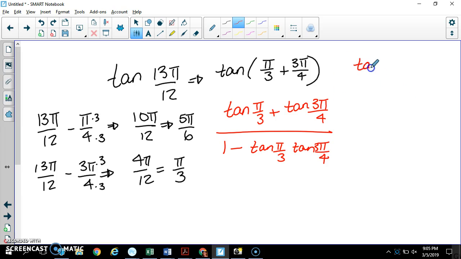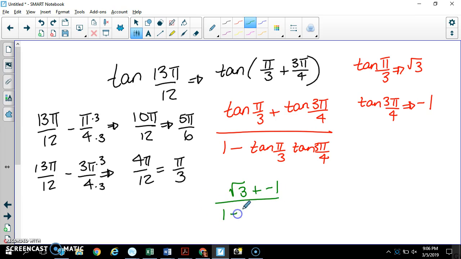All right, so the tangent of pi over 3, I just showed you, is square root 3. We got the tangent of 3 pi over 4. It's in my second quadrant, and it's a pi over 4. So all the pi over 4s are always 1. My second quadrant, it's going to be negative 1. Okay, so I'm going to go ahead and substitute all this information in. So tangent pi over 3 is going to be square root 3 plus tangent 3 pi over 4, negative 1, over 1 minus tangent pi over 3, square root 3 times negative 1.